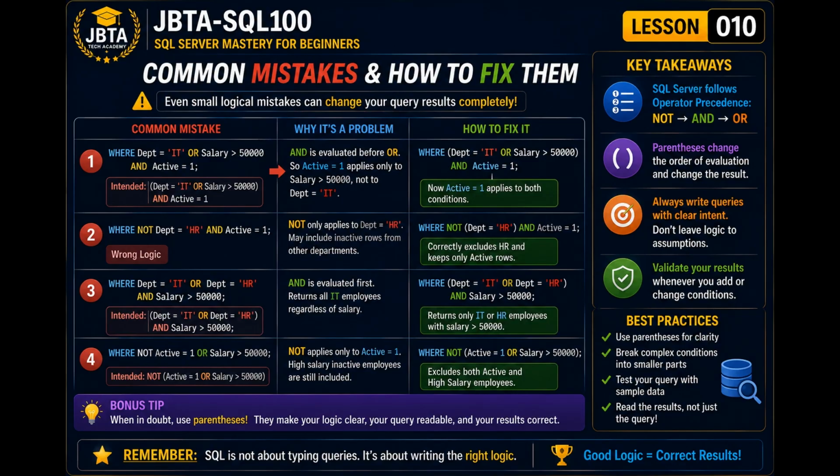Always remember this simple principle. The SQL query may look correct. The syntax may be correct. The query may execute successfully. But if the logical evaluation is not what you intended, the result will still be wrong. Understanding operator precedence and using parentheses correctly will help you avoid these mistakes and write SQL queries that return exactly the data you expect. In the next slide, we'll look at some of the most common mistakes beginners make and learn how to avoid them.